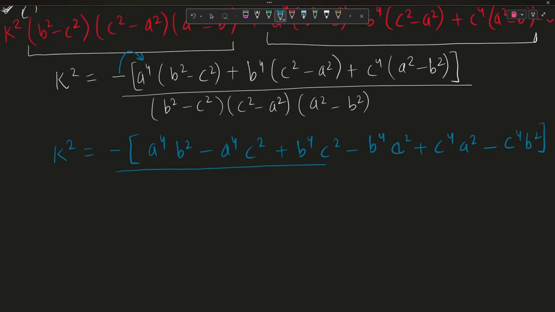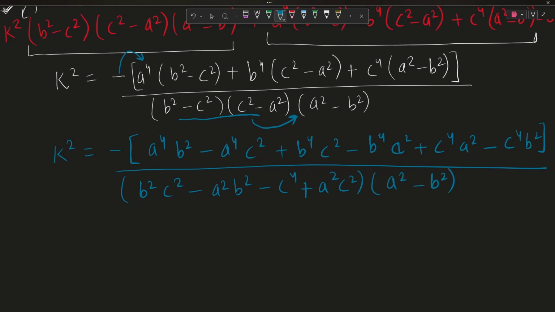and in the denominator we will be getting, if we multiply, let's multiply the first two brackets, then we will multiply it with the third bracket. So it will come as b square c square minus a square b square minus c to the power 4 plus a square c square into a square minus b square.